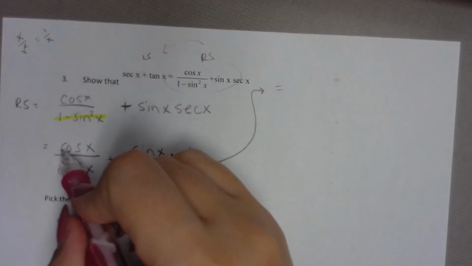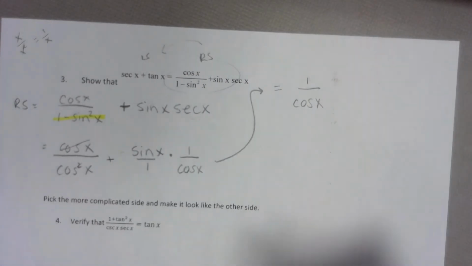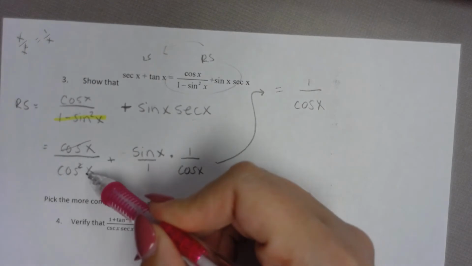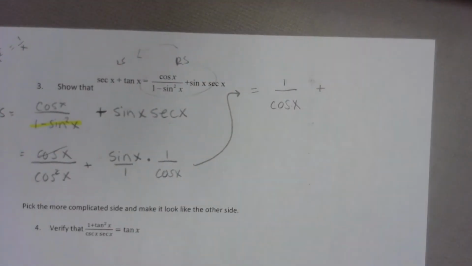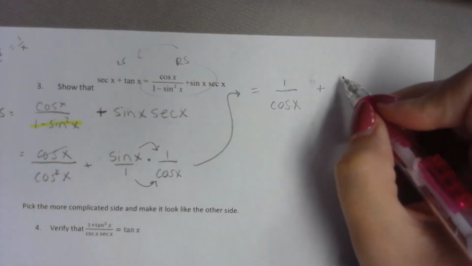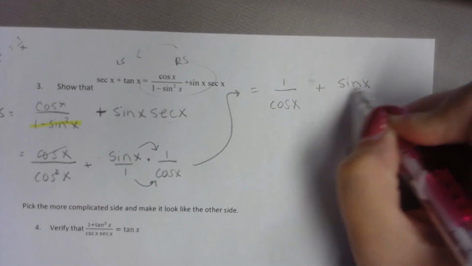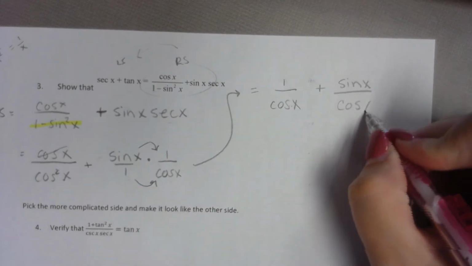So if I'm going to cross that out, I'm going to have a 1 on the top and a cosine on the bottom, right? Because I have no more cosines on the top. I had 2 of them down here, so all I'm left with is 1. Plus, now when we multiply fractions, we multiply the top and we multiply the bottom. So I've got sine x times 1, which would just be sine x, and 1 times cosine x.